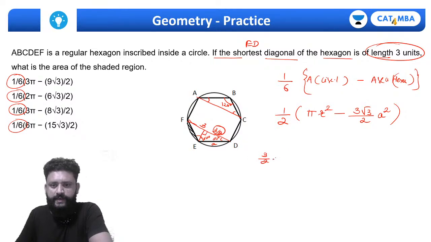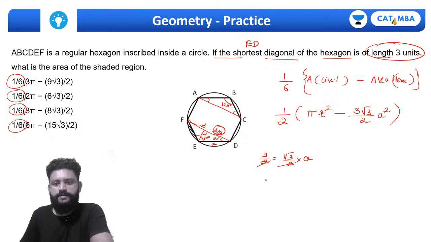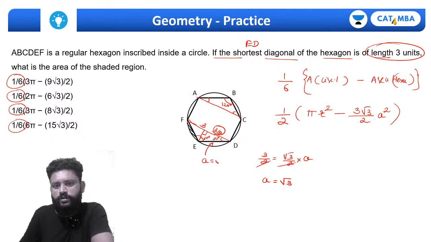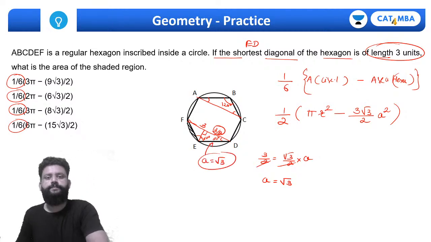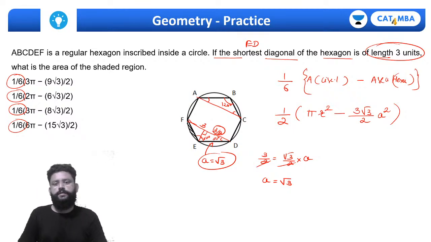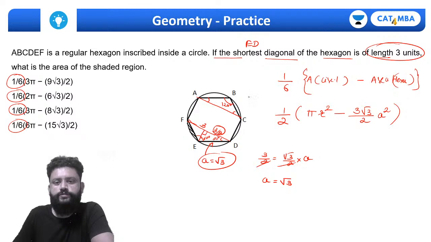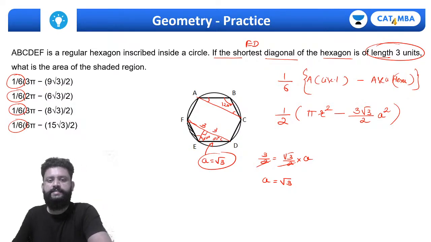3 by 2 is root 3 by 2 of the hypotenuse. So that simply means the hypotenuse has to be root 3. So we have got the side of the hexagon. Side of the hexagon must be root 3. Right? If the side of the hexagon is root 3, तो ये circumcircle का radius भी root 3 ही होगा. चलो, I'll erase this part.